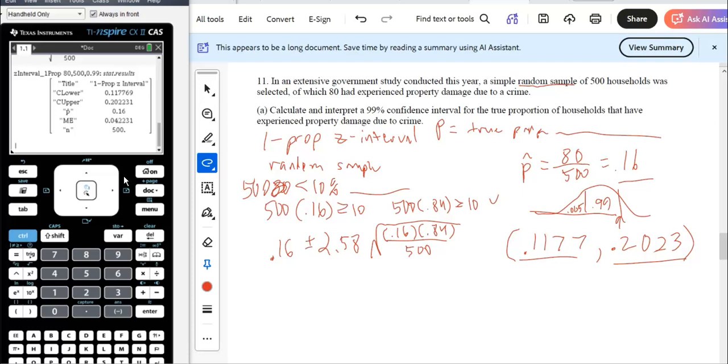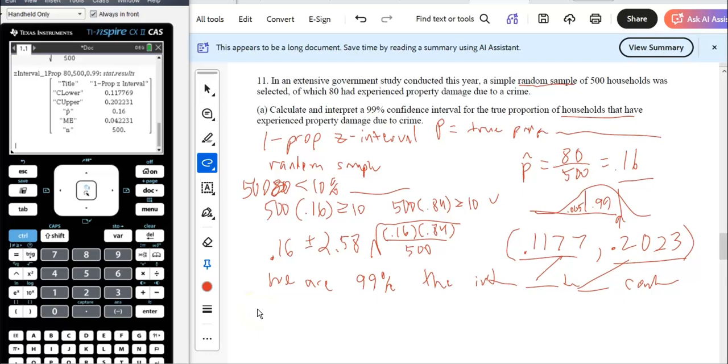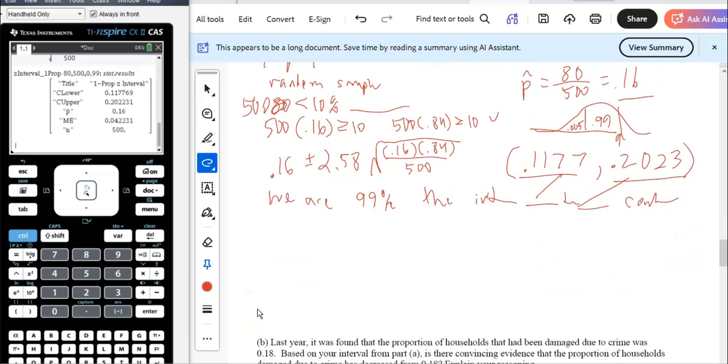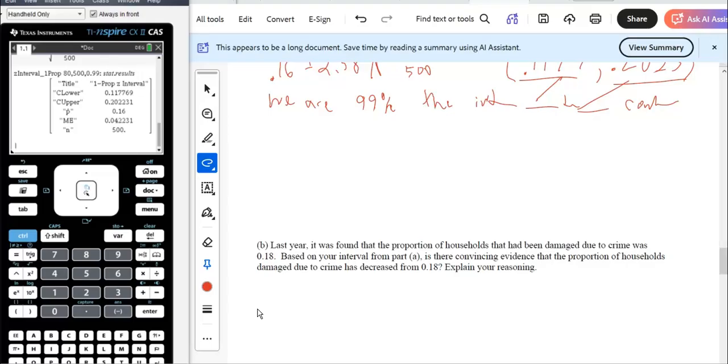So finally, we want to say in words, we are 99% confident the interval from blank to blank contains the true proportion of households that have experienced property damage due to crime. So that's the interpretation of the interval, the conclusion there.